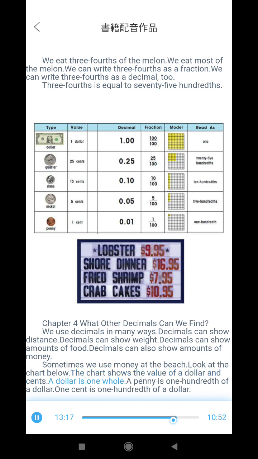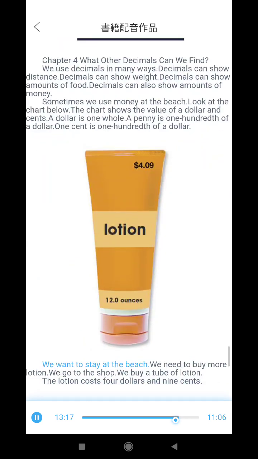The chart shows the value of $1 and a cent. $1 is 1 whole. A penny is 1/100 of a dollar. 1 cent is 1/100 of a dollar.